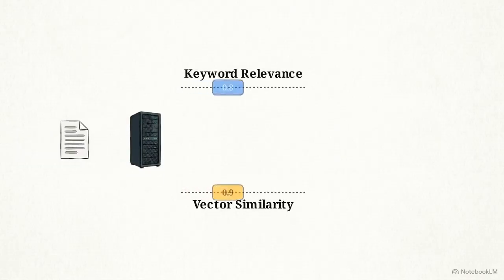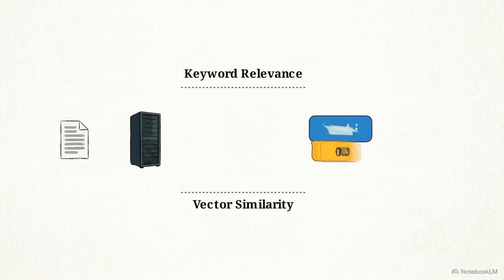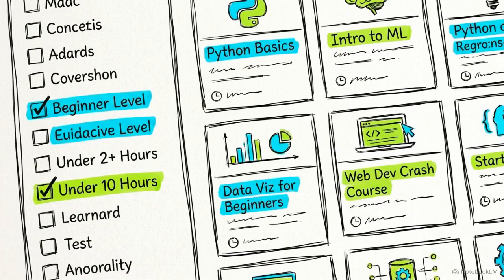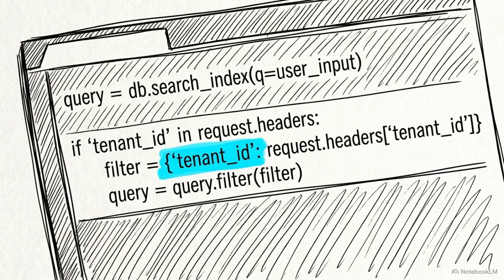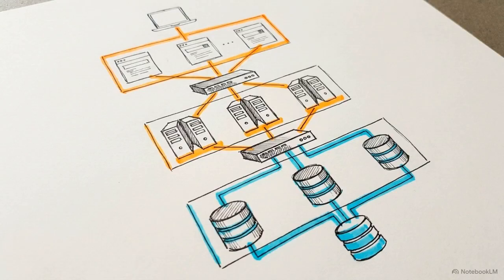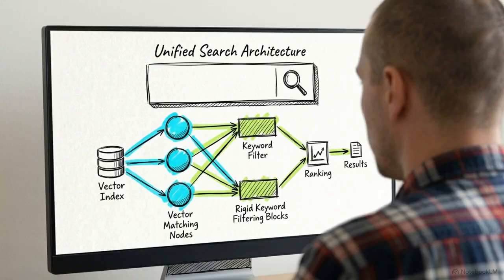A hybrid architecture concurrently calculates a keyword relevance score and a vector similarity score, fusing them into a final ranked list. It then layers strict metadata filters over these semantic results to ensure accuracy and enforce security permissions. This allows the system to handle vague queries while strictly respecting business logic and access limits. This hybrid architecture provides a robust framework for a modern discovery engine, balancing intent, precision, and security.